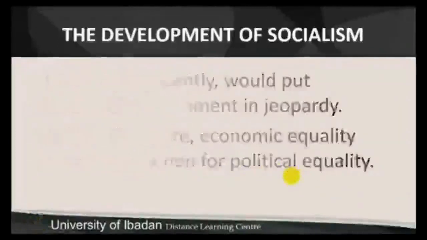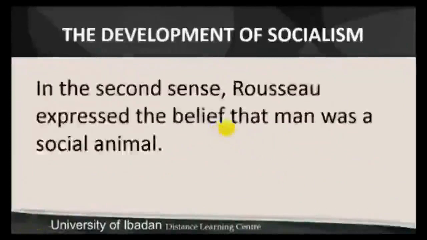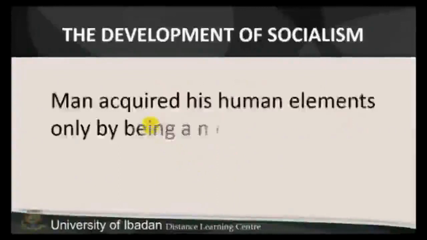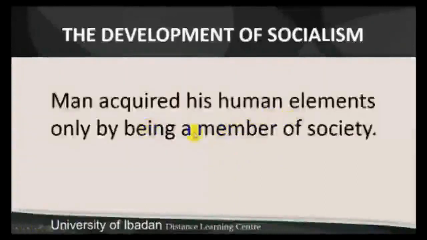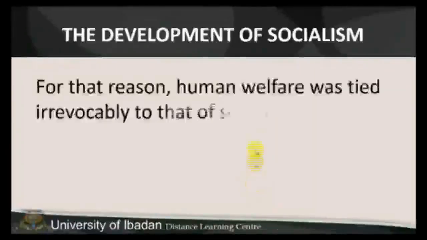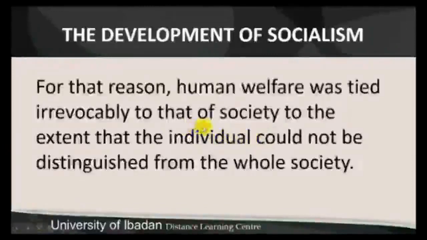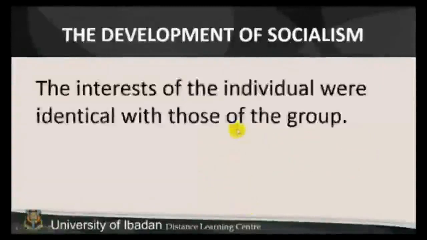In the second sense, Rousseau expressed the belief that man was a social animal. In other words, man acquired his human elements only by being a member of the society. For that reason, human welfare was tied irrevocably to that of society, to the extent that the individual could not be distinguished from the whole society. For that reason, the interests of the individual were identical with those of the group.